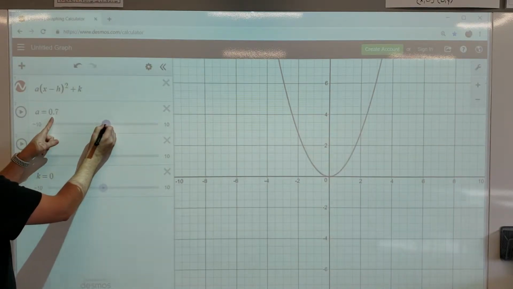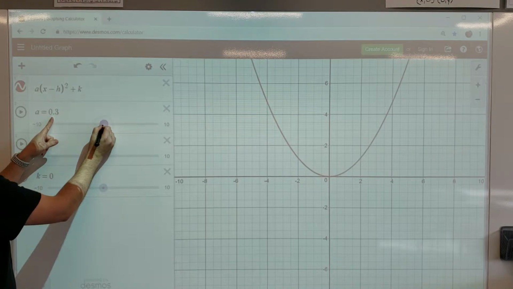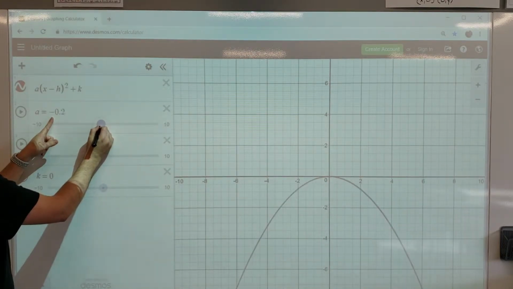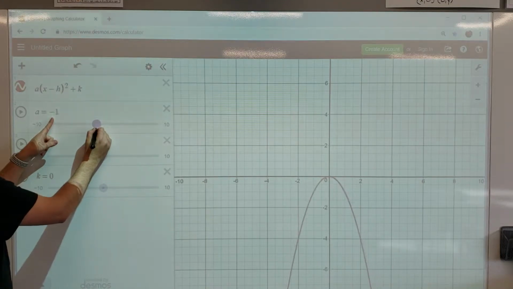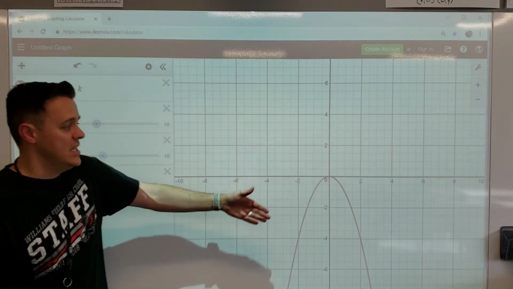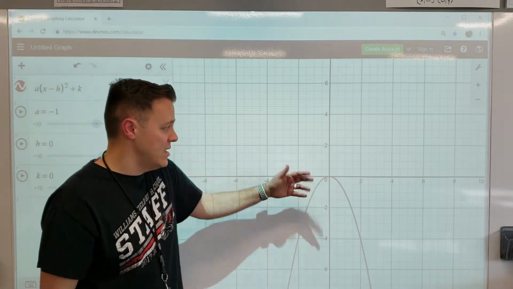And you guys see if I move it like this, okay, so it gets horizontal stretch until it gets to 0. And then if it goes negative, you can see the graph flips upside down. So this would be negative 1/2 for a. And then it gets to 1, it's the same parent function, just negative flipped upside down. So if it's negative, it's flipped.